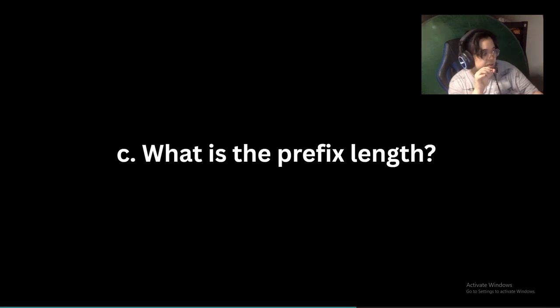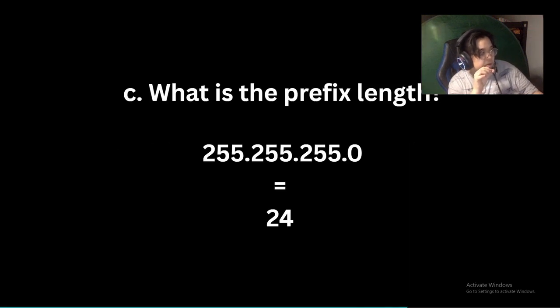For the next question, what is the prefix length? The prefix length contains 24 consecutive ones in binary. So it should be written as /24. I forgot the slash, but it should be /24.